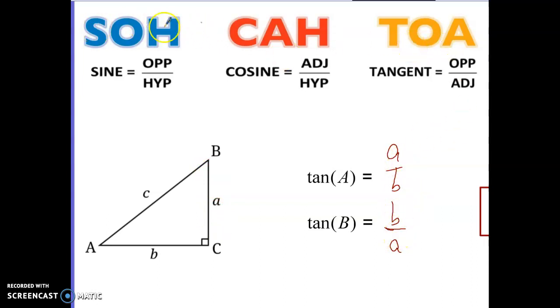So this phrase, if you will memorize this phrase, it'll help you with all of your trig functions. SOHCAHTOA, which stands for sine opposite over hypotenuse, that's that ratio. Cosine adjacent over hypotenuse, that's that ratio. And tangent opposite over adjacent, that's this ratio.